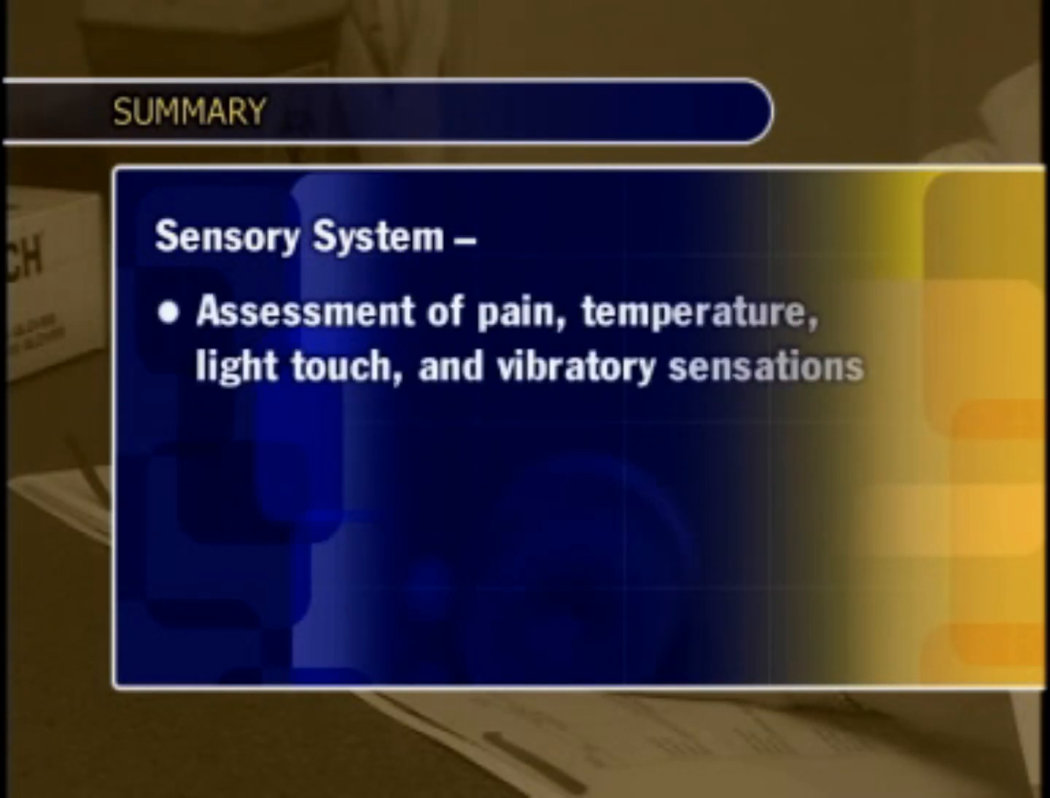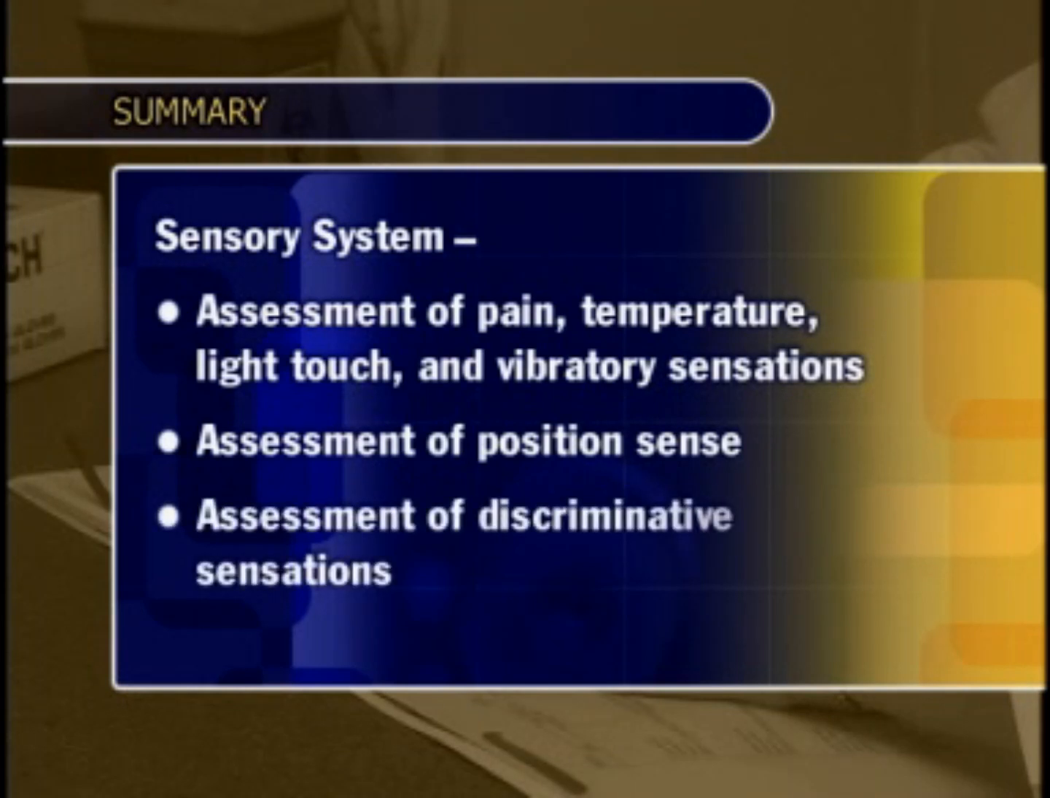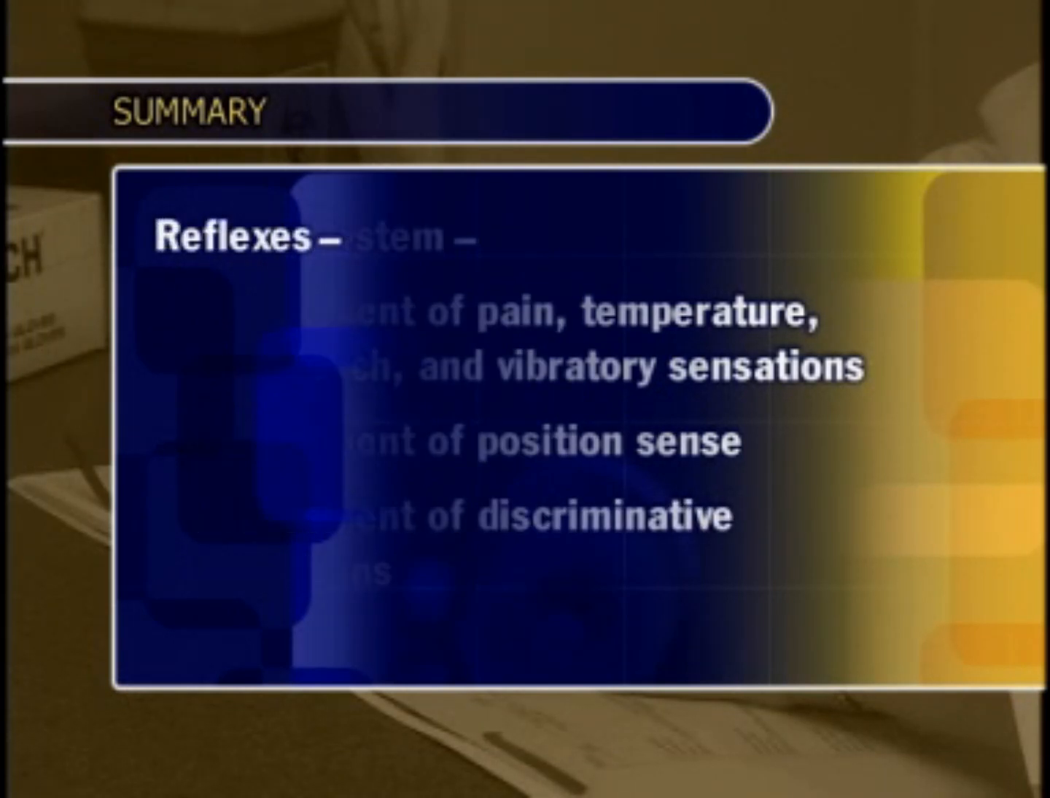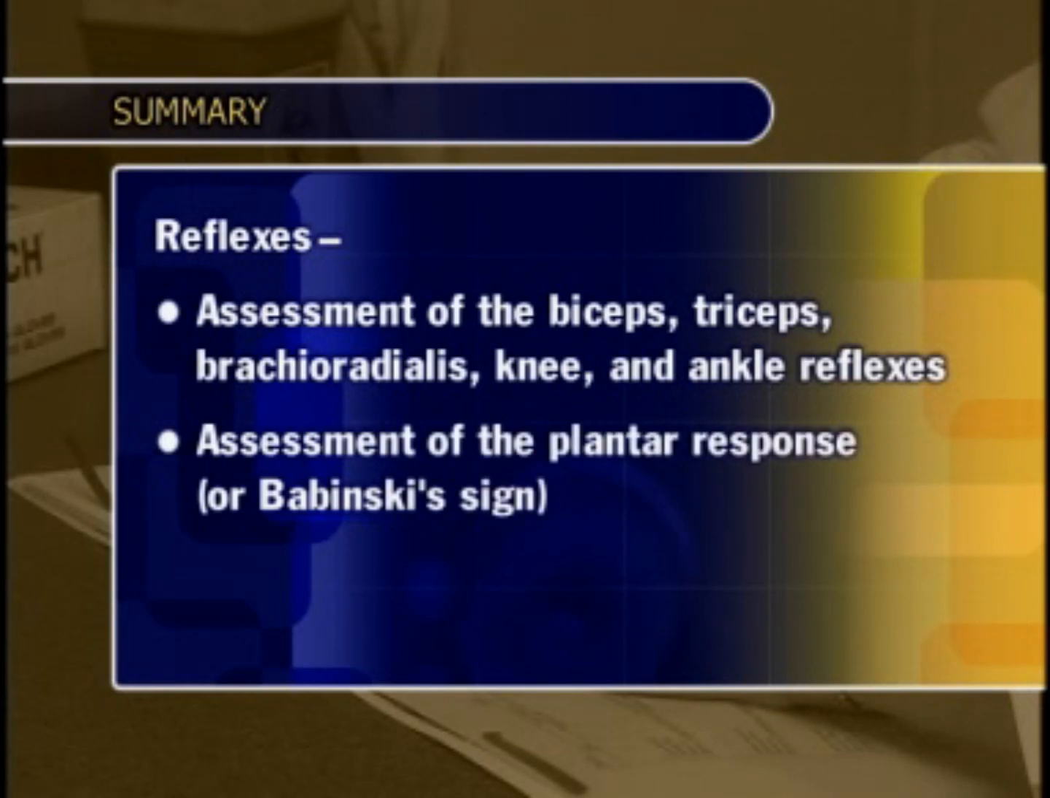To summarize, the examination of the sensory system includes assessment of pain, temperature, light touch, and vibratory sensations, as well as position sense and discriminative sensations. Examination of the reflexes includes assessment of the biceps, triceps, brachioradialis, knee and ankle reflexes, and assessment of the plantar response, or Babinski's sign.